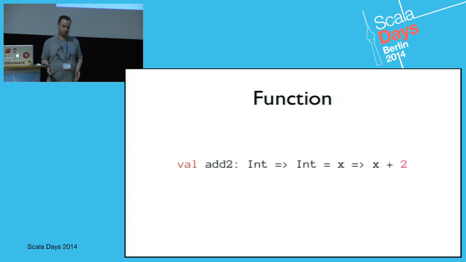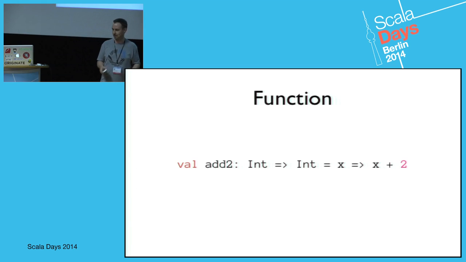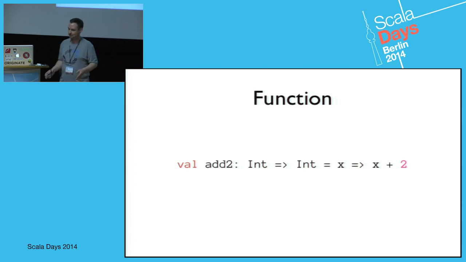So now we're going to circle in on the reader monad. We're going to put monad specifically aside and talk about functions, specifically unary functions in Scala, first-class unary functions. So you can create functions. Here we have a function that just adds 2 to its argument.